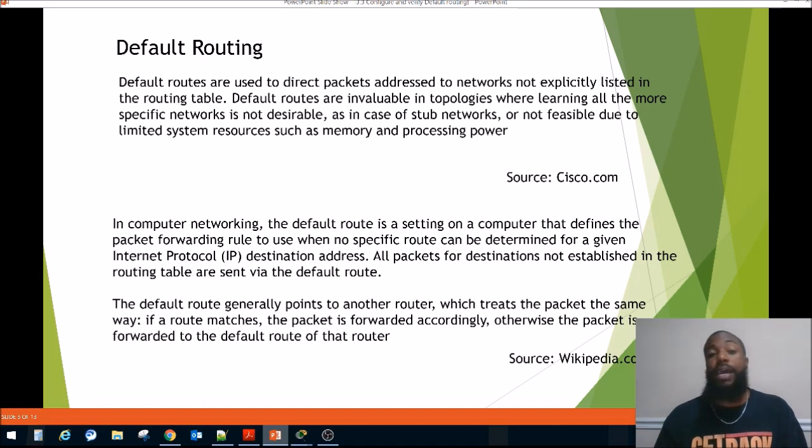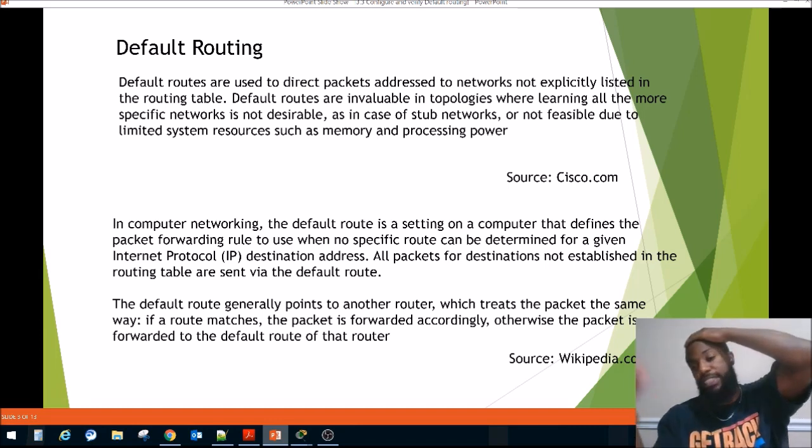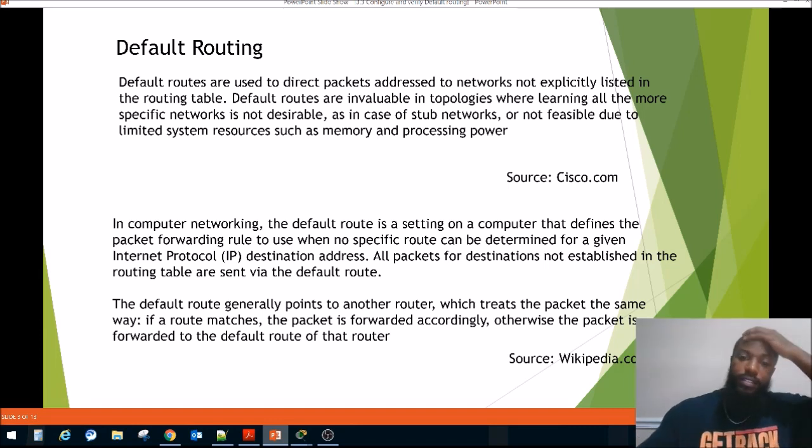But anyways, it would just be a waste of resources. It's not desirable in the case of stub networks, or not feasible due to limited system resources, such as memory or processing power, just like I said. Take my word for it.